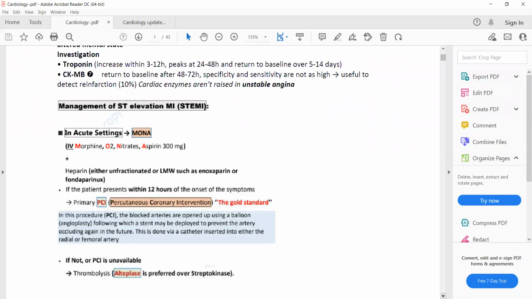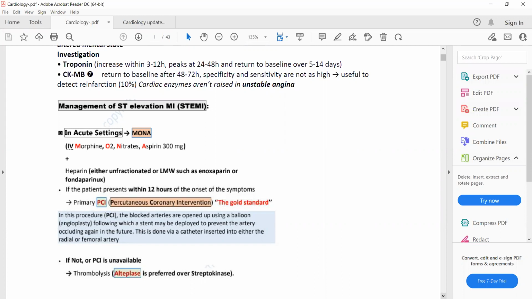So if a patient presents to you with ST elevation MI and his saturation is above 94, such as 95, 96, or 97, then there's no need to give oxygen. According to NICE guidelines, oxygen will only be given to the patient whose saturation is less than 94.